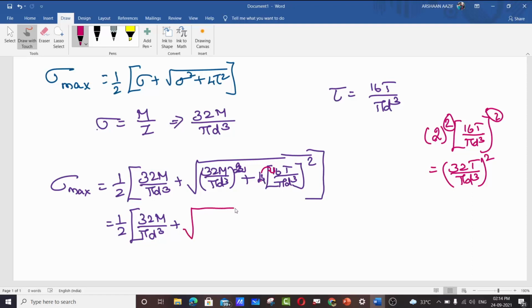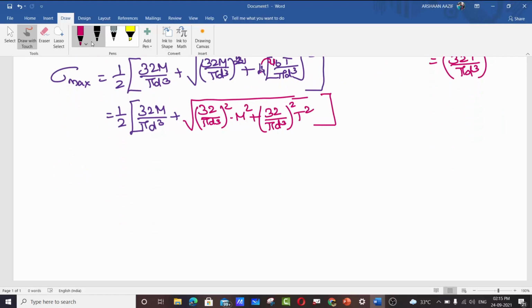So this will be root of 32 by pi d cube the whole square into M square. I have just taken this, separated these two, plus this will be 32 by pi d cube the whole square into T square. This is my equation now.